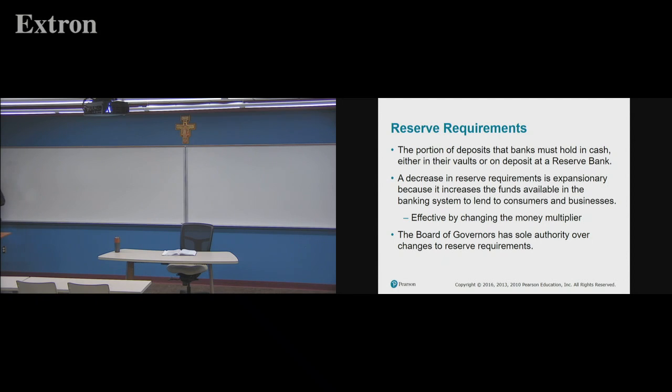So requiring reserves is a way that the Fed is able to force some measure of safety on the banks, force them to keep cash on hand so that they're able to cover these things. So a decrease in the reserve requirements is expansionary because it increases the funds available in the banking system to lend to consumers and businesses. So when you reduce the reserve requirements, so instead of keeping 10% on hand, banks only have to keep 5% on hand. That's 5% of their assets they're now able to lend out without having to keep in cash. Obviously, that's going to be expansionary.